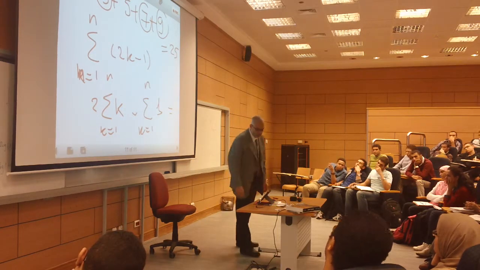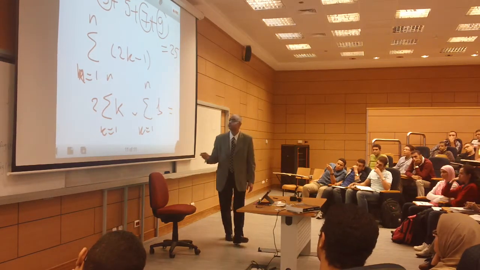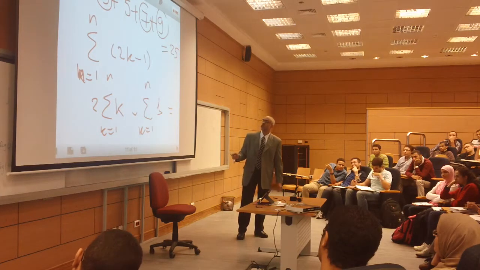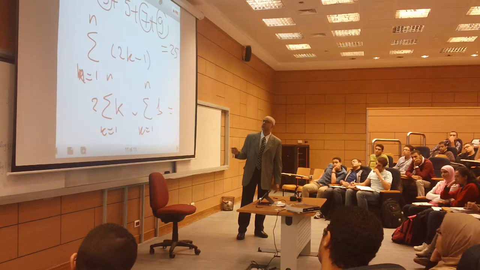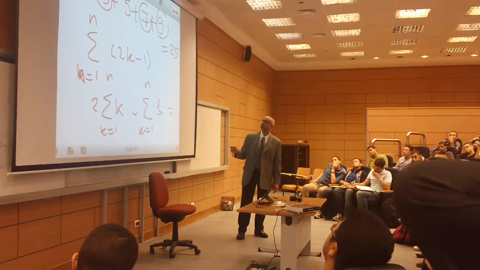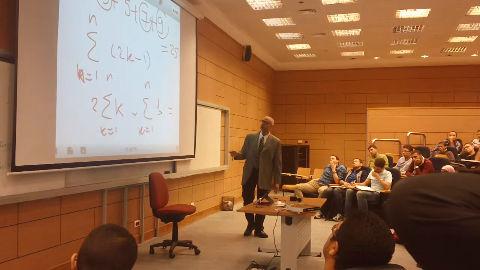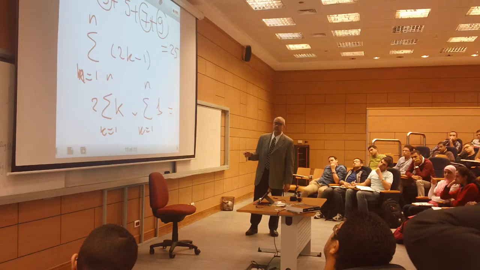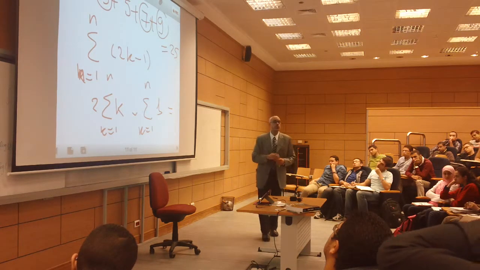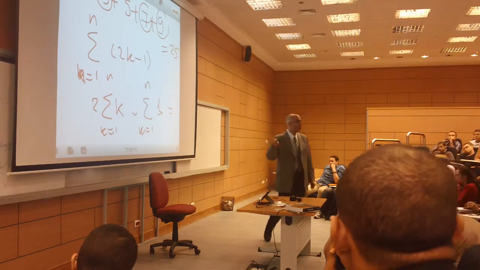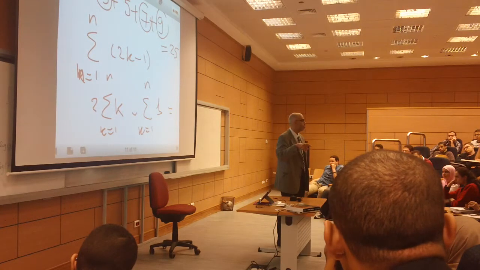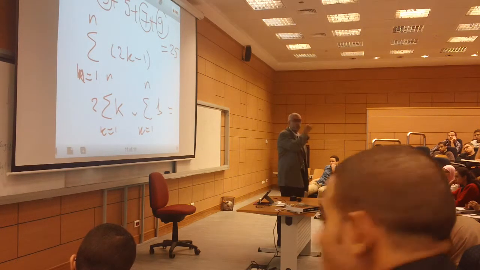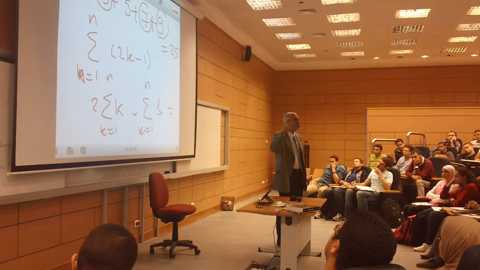Who would agree with me that this is right and who would say that this is not right? Sigma from K equals 1 to N for 2K minus 1. I am saying that the 2 goes outside, because adding 2 plus 4 plus 6 is the same as adding 2 times 1 plus 2 plus 3.